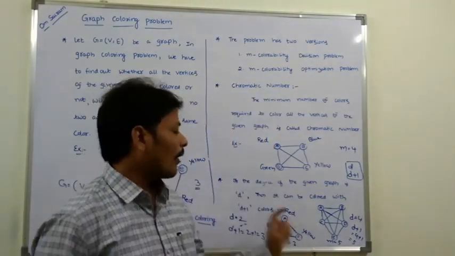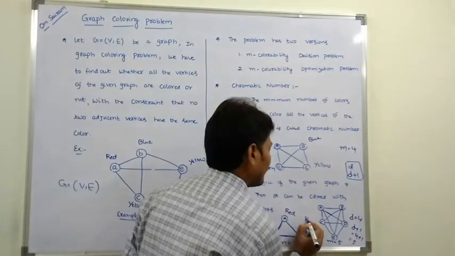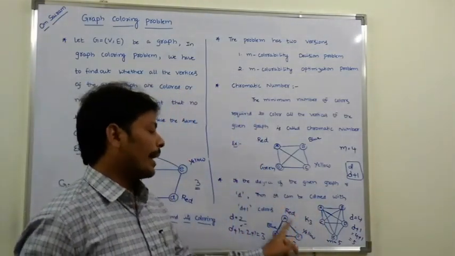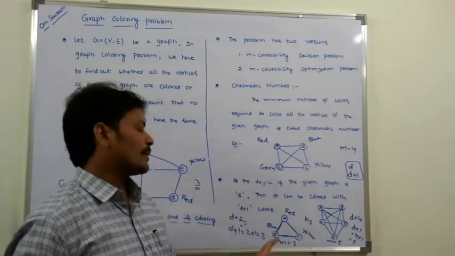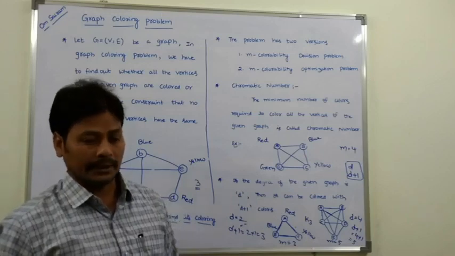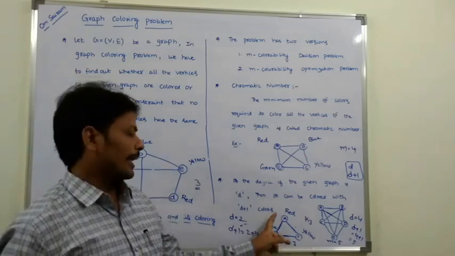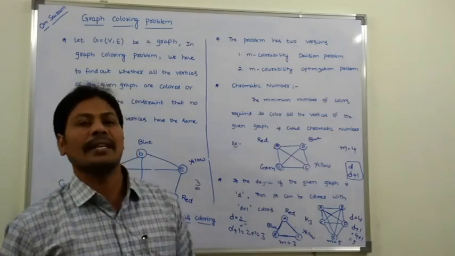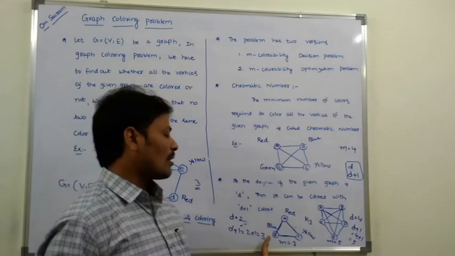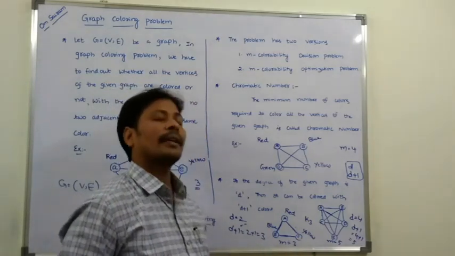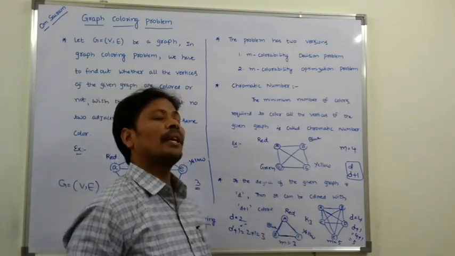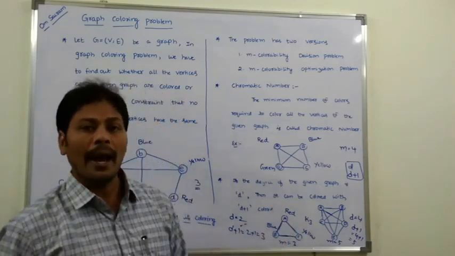Suppose this graph is called a K3 graph. So this graph contains 3 vertices. We can take any pair of vertices, and these pairs of vertices are connected by a direct edge. So we can take the pair A comma C. A comma C is connected by an edge. We can take B comma C. B comma C are connected by an edge. We can take A comma B. A comma B are connected by an edge.